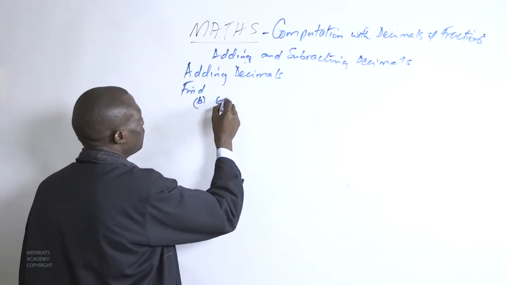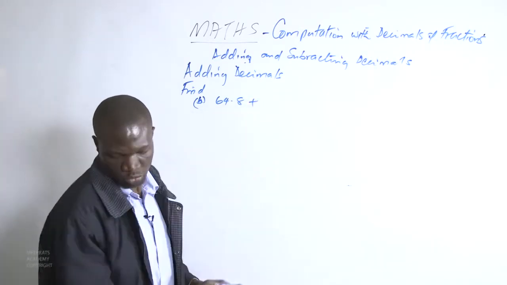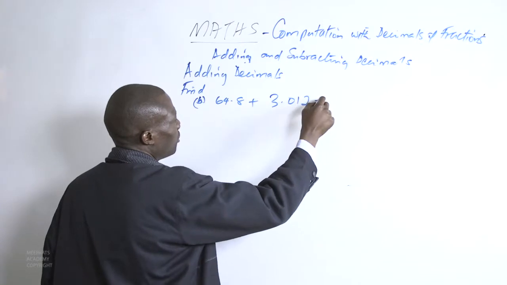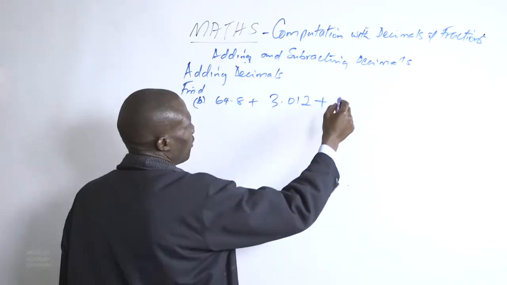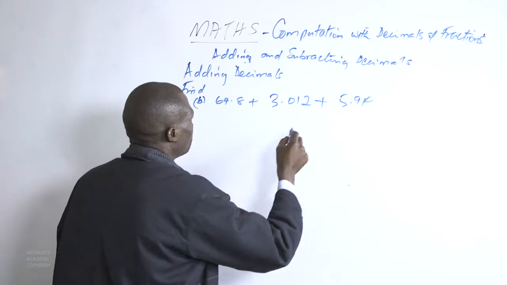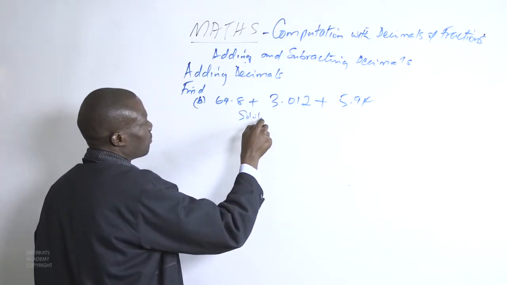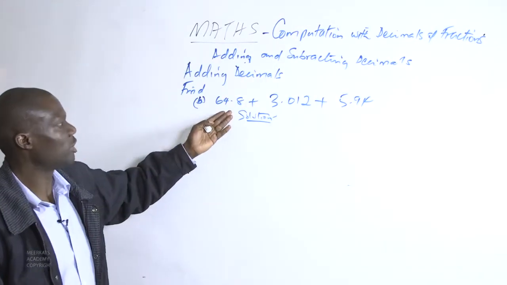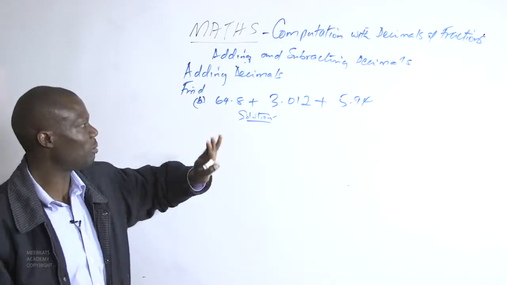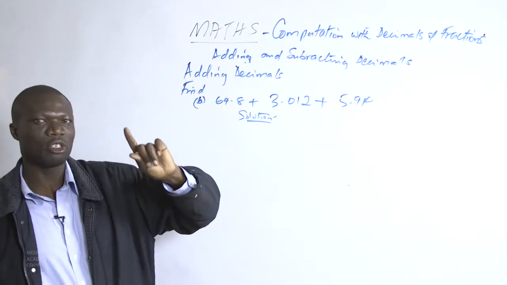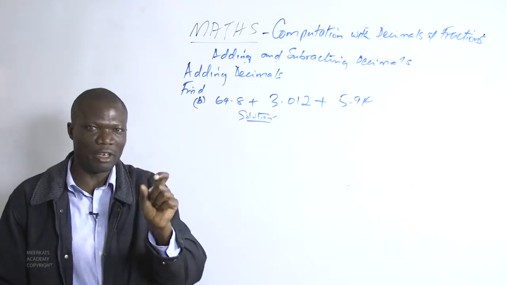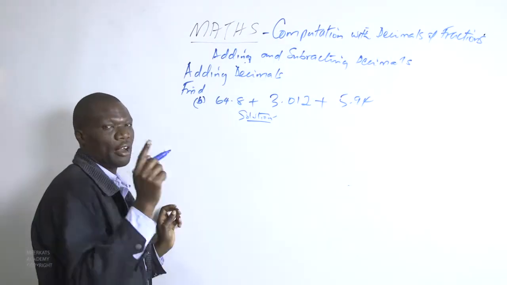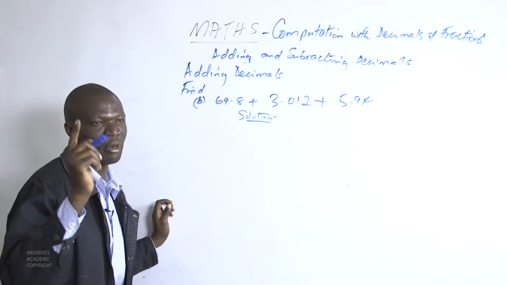Next, 64.8 plus 3.012 plus 5.94. So we have another sum, at least with a different number of decimal places. But what condition are we following? The decimal points should be aligned. So when we start putting them up, we have to observe the idea of place values.